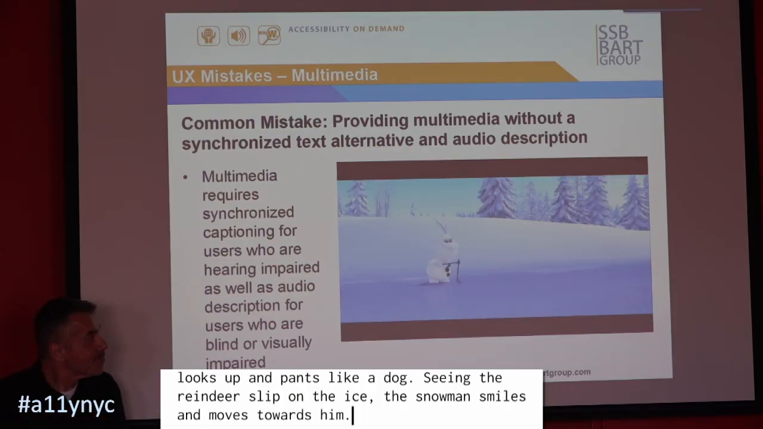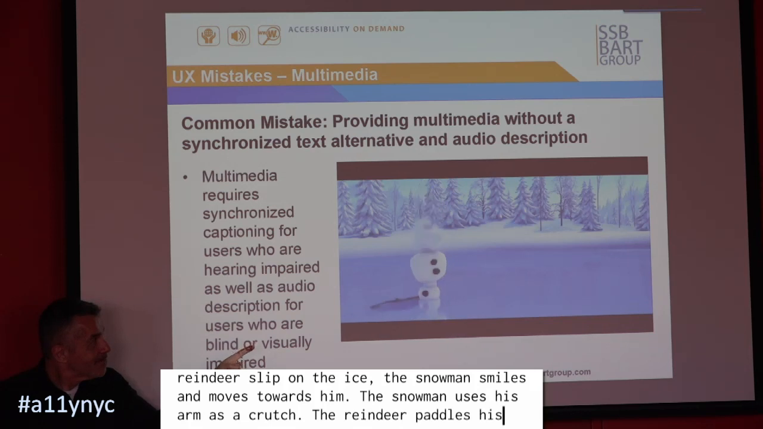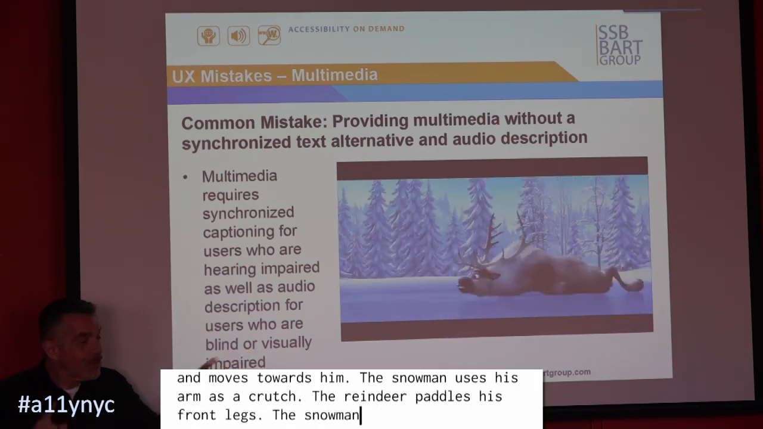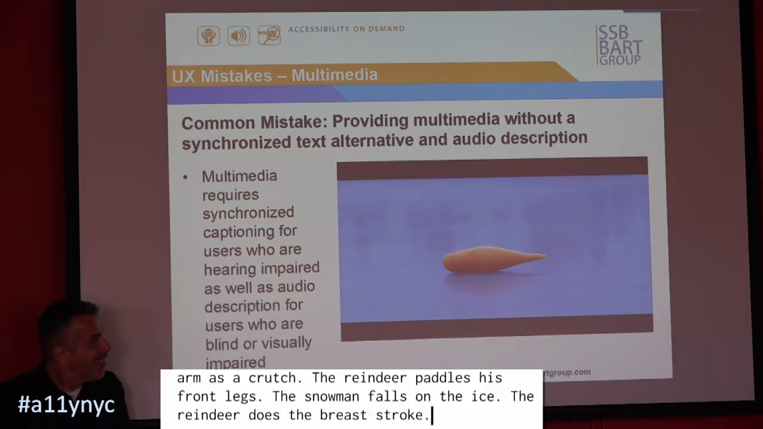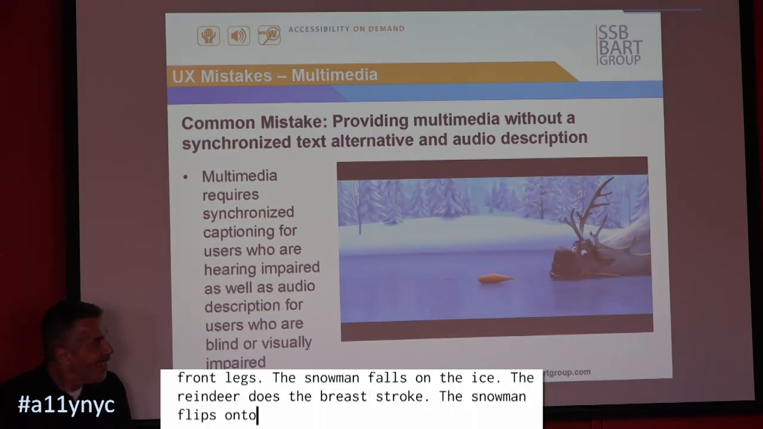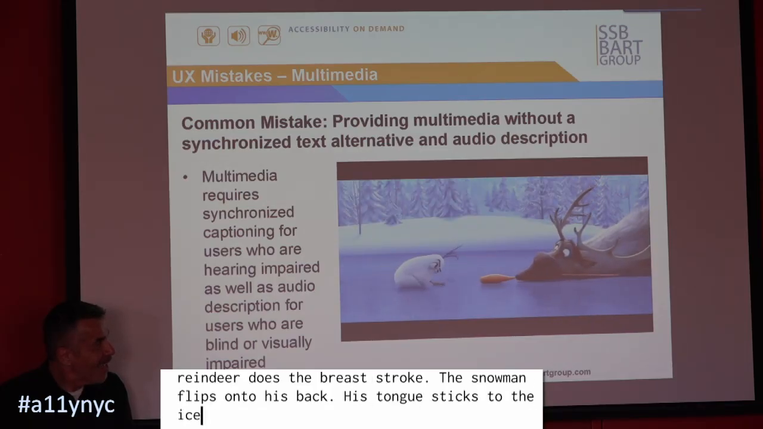The snowman uses his arm as a crutch. The reindeer paddles his front legs. Head over heels, the snowman crawls along the ice. The reindeer does the breaststroke. The snowman rolls his body, but flips onto his back. The reindeer's tongue sticks to the ice. The snowman holds his head. Twig arm and reindeer lips tug at the carrot.